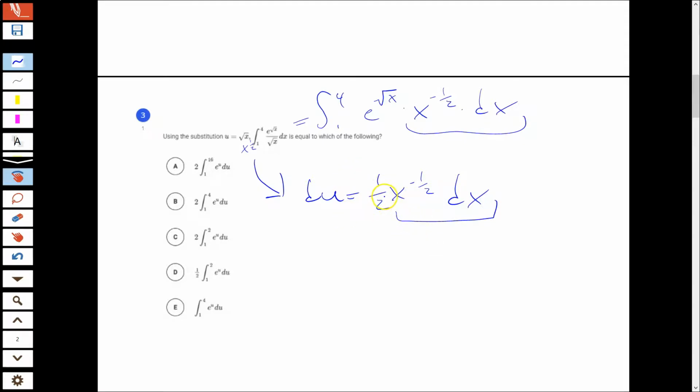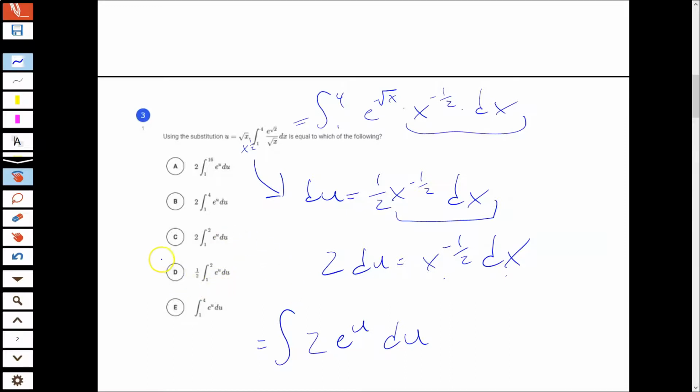And then I want to sort of isolate this, so I'm going to say times 2 du to cancel out my 1/2 x to the negative 1/2 dx. Okay, so I've manipulated that a little bit. I'm going to make my substitution now. So my integral is going to be equal to the integral, and I'm going to skip the bounds for a second because remember I have to rewrite those too. But it's going to be e to the u times 2 du. E to the u is my top, and then du is this x to the negative 1/2 dx.